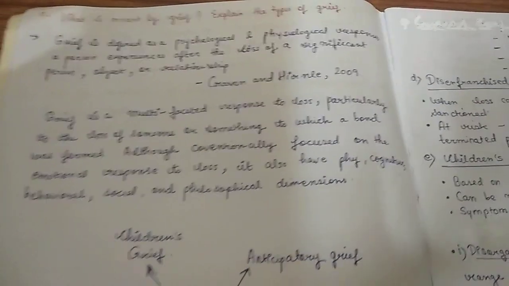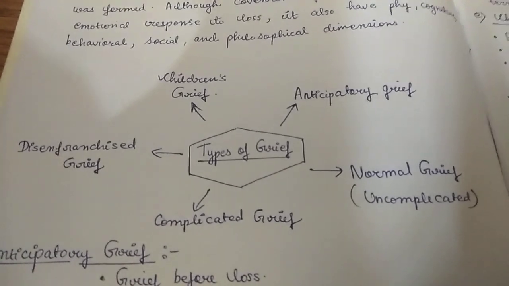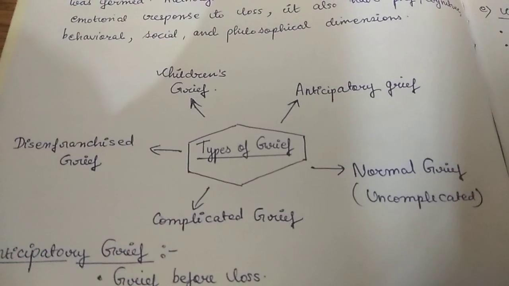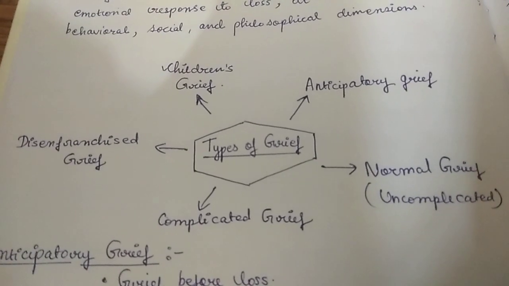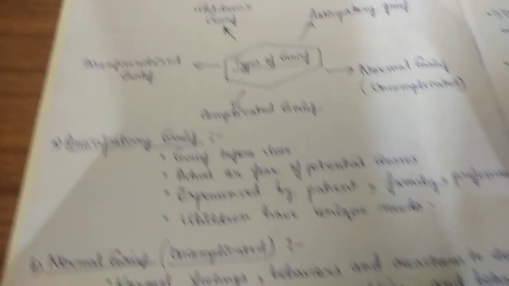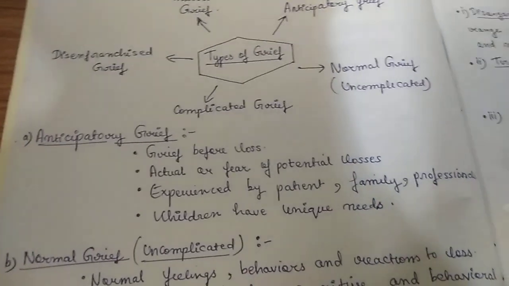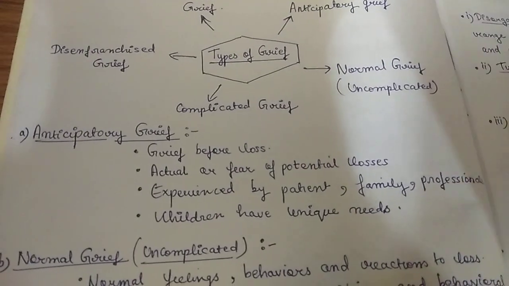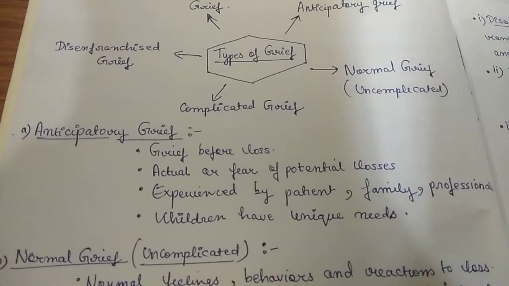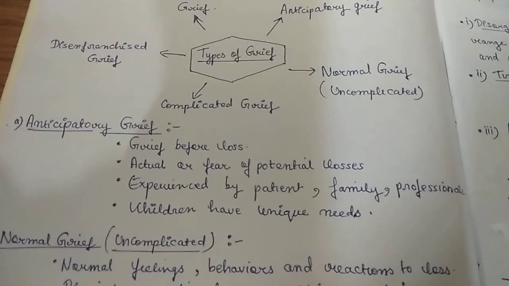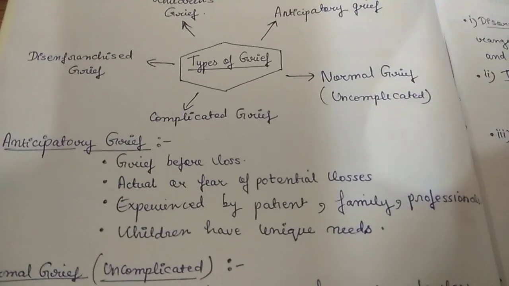So what are the types of grief? There are five main types: children's grief, anticipatory grief, normal grief which is uncomplicated, fourth is complicated grief, and fifth is disenfranchised grief. The first one is anticipatory grief. From the word itself we can understand that we are predicting that some loss is going to happen. So anticipatory grief is grief before the loss, with actual, feared or potential loss occurring. It is experienced by the patient, the family, or the professionals in our nursing industry, and children also have unique needs during this kind of anticipatory grief.